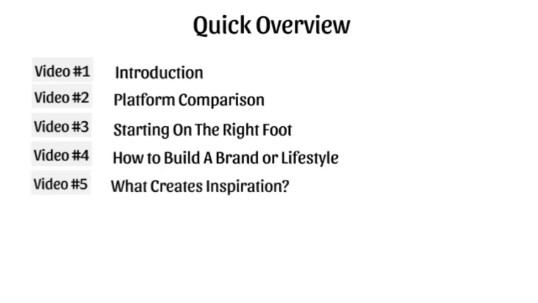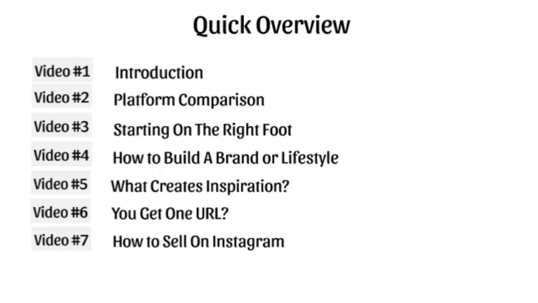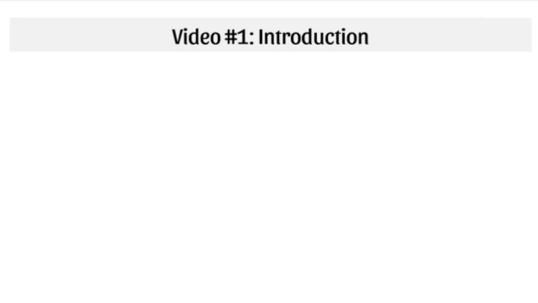Video number 5 is what creates inspiration. And it'll make more sense in just a minute. But video number 6, we're going to talk about you get one URL. And with Instagram profiles, you can't really put the link in all of your posts like Facebook. It's just one URL. So how do you make money with that? And we'll talk more about that in the later videos. So video number 7, we're going to talk about how to sell on Instagram. Video number 8, we're going to talk about sponsored posts and how you can make money with that as you grow, and how you can use that to actually build your Instagram profile literally overnight.